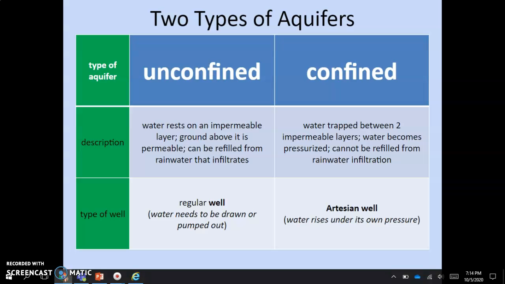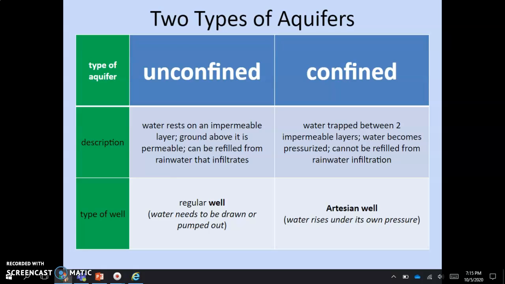There are two types of aquifers we need to know about, confined and unconfined. In an unconfined aquifer, the water will rest on an impermeable layer. So the ground above it is permeable and it can be refilled from rainwater that will infiltrate. So in an unconfined aquifer, the water is sitting on top of an impermeable layer so it can't pass through, but precipitation can recharge it by flowing through the soil. And then in a confined aquifer, the water is trapped between two impermeable layers and the water will become pressurized. This cannot be refilled from rainwater infiltration.